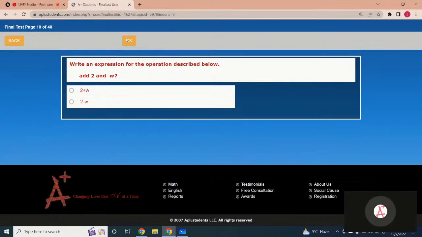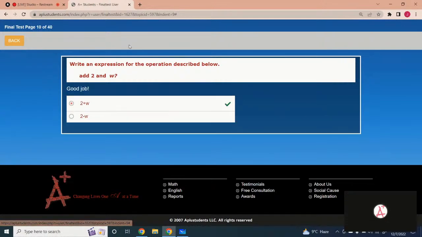Okay, write an expression for the operation described below. Add 2 and W. So which is the correct option, the first one or the second one? What happened, Taiwo? So add 2 and W, so it would be 2 plus W. Got it? Very good. Just select the correct option, then click on the OK button.